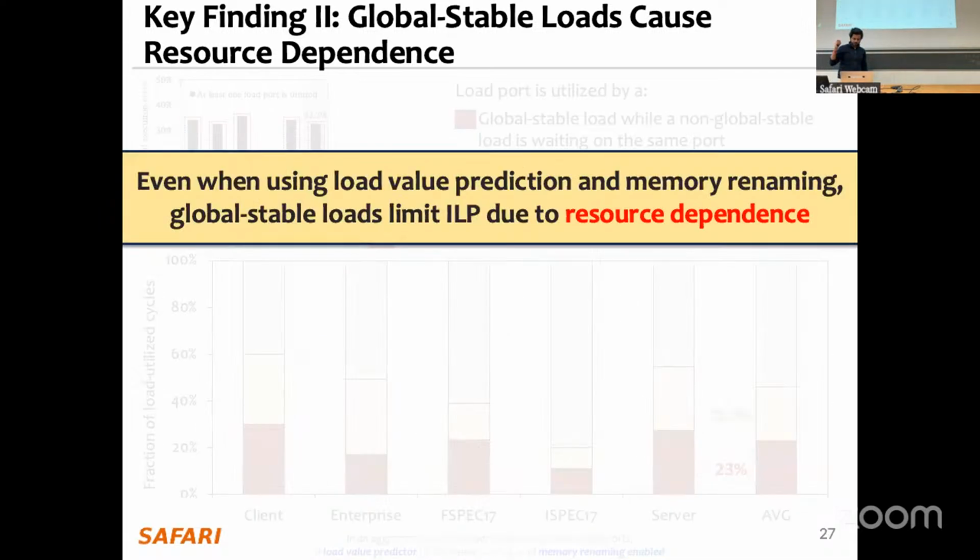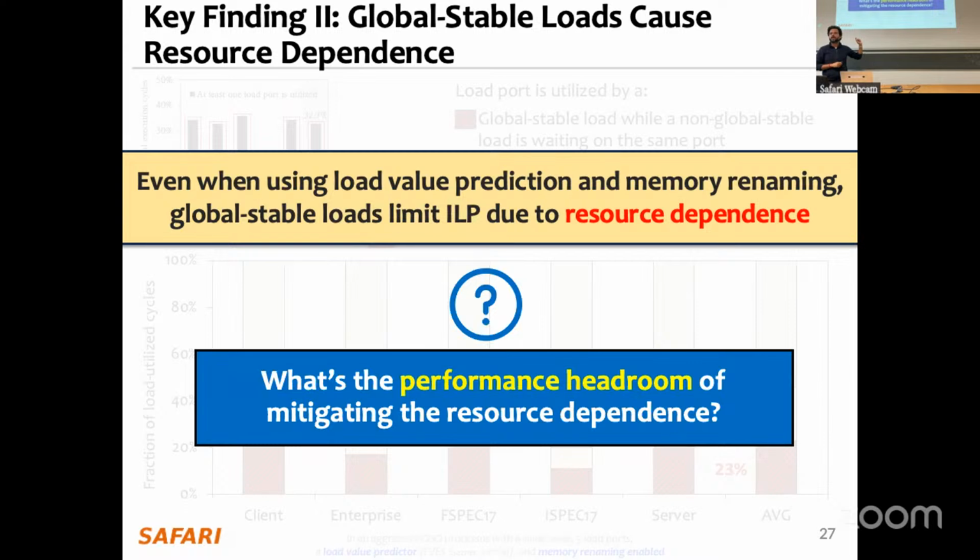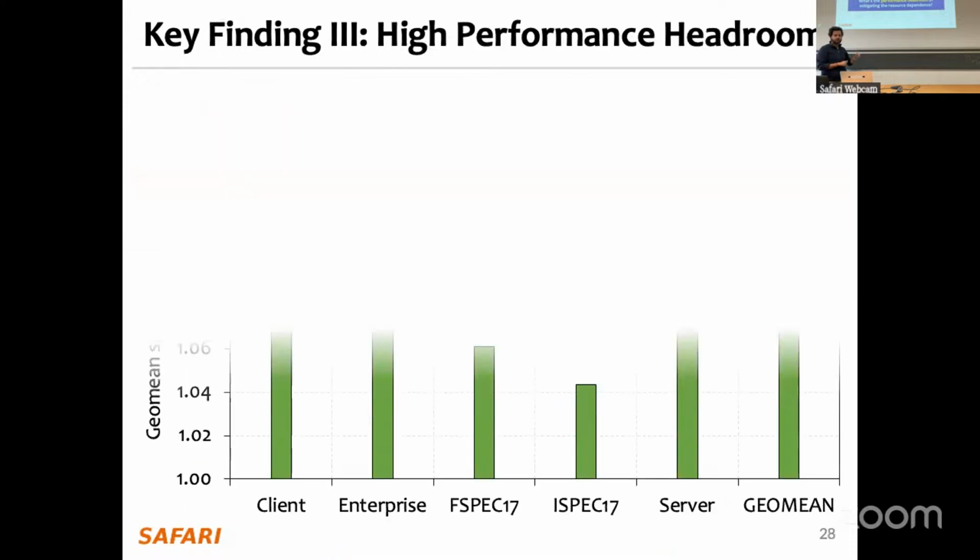So the takeaway from this figure is that even though we have all of these techniques like load value prediction and memory renaming going on, we can still have load resource dependence stemming from these loads. Then the question is: do they have a performance benefit if we eliminate these global stable loads? That's what we try to answer here.